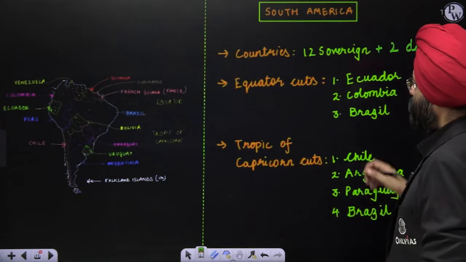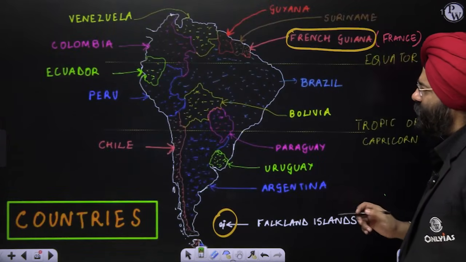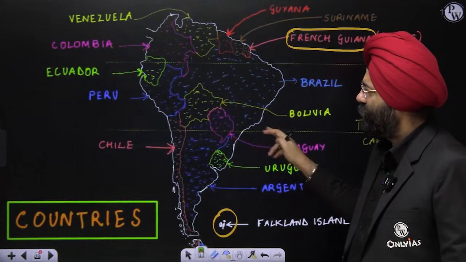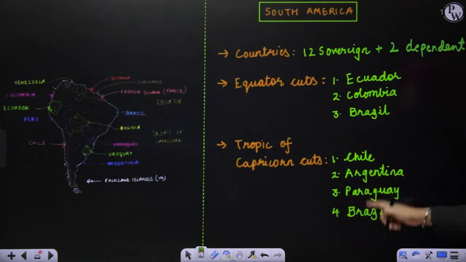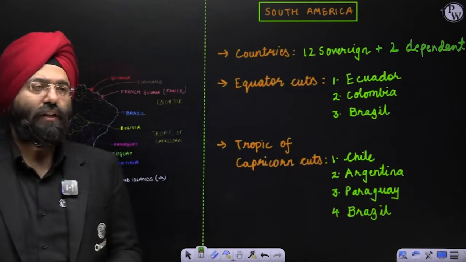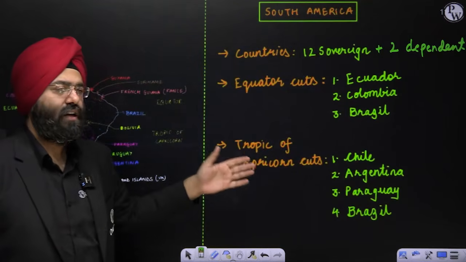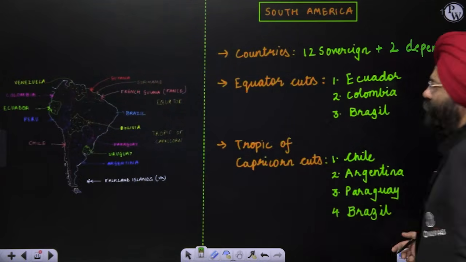So, next question: the Tropic of Capricorn cuts which all countries? Now see here, the Tropic of Capricorn is cutting from here. Let's see: Chile, Argentina, Paraguay, and Brazil. So these are the 4 countries that the Tropic of Capricorn cuts. So you should be aware of the 3 countries the equator is cutting and the 4 countries the Tropic of Capricorn is cutting, right? Okay, let's move ahead. Please note it down, all of you.